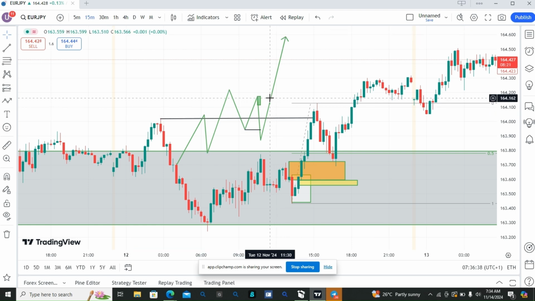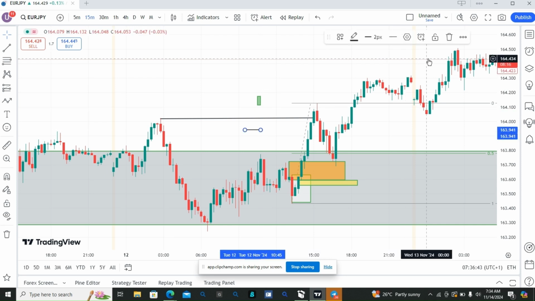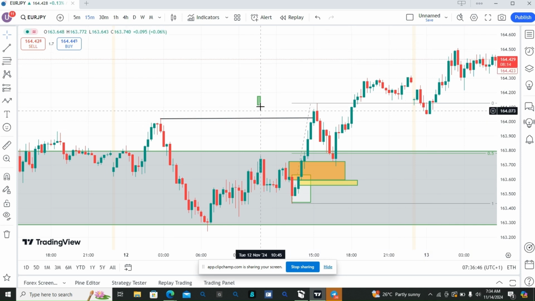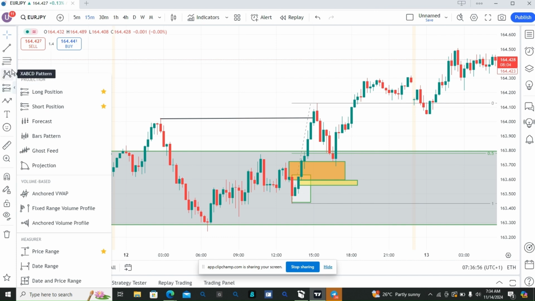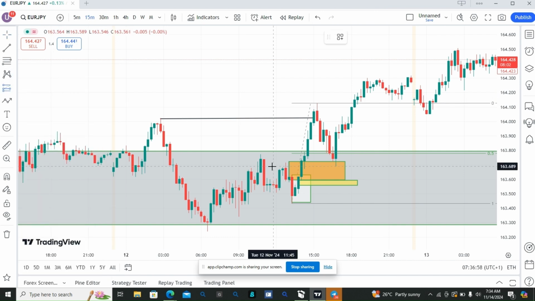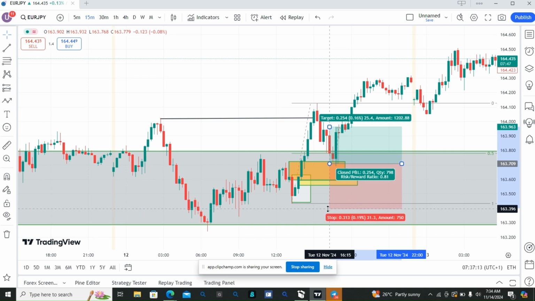So let me remove these things so that the chart will be clean again. Exactly when this thing happens, I put my pending order using this breaker block. So we are longing at the tip of this green candle. That's when I enter. Entry is around 708, and there was no drawdown. And I put my stop loss below this zone.